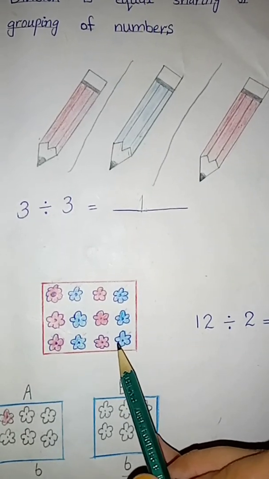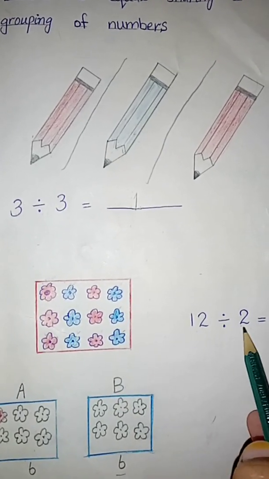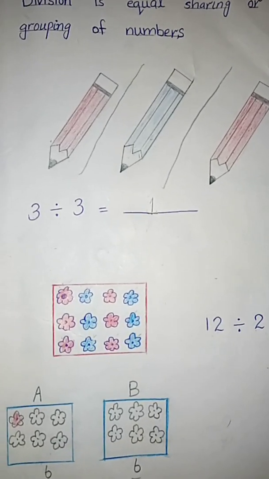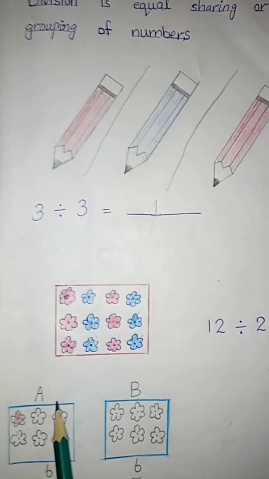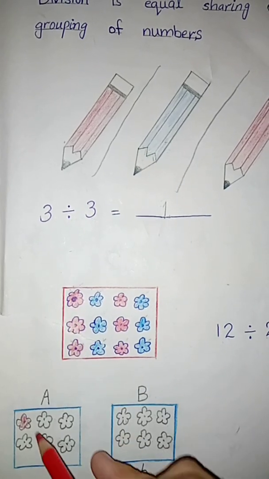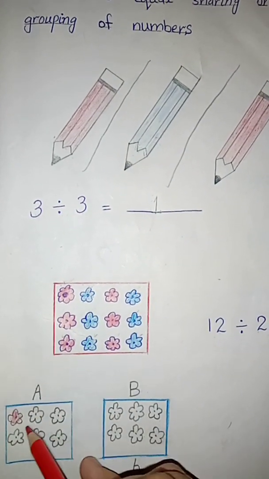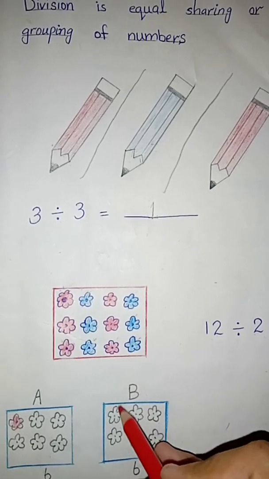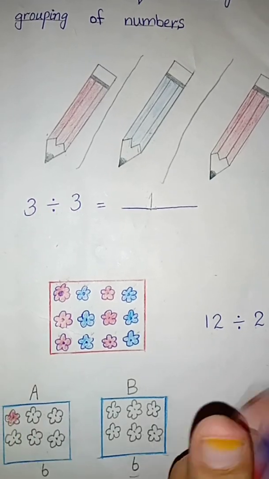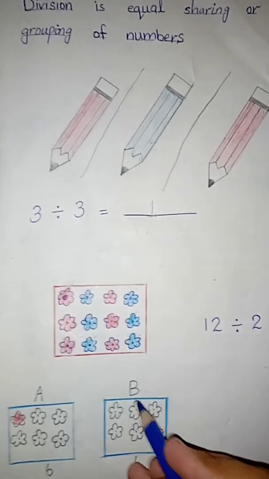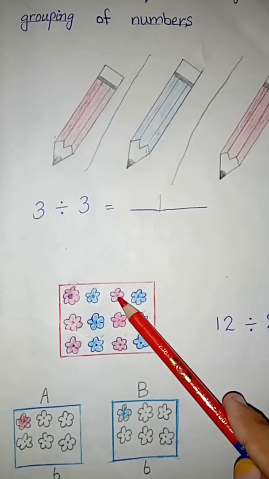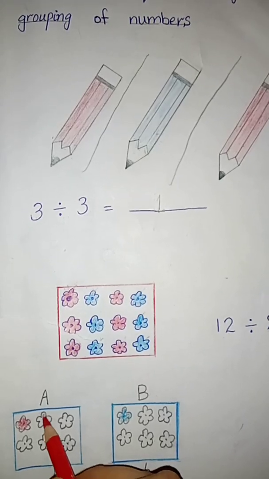We have 12 flowers and we divide them into 2 equal groups. We give the groups the names group A and group B. First, we color the flowers in A red and the flowers in B blue. The first flower goes to group A. Secondly, this flower goes to group B. Color them. Now the third flower goes to group A.